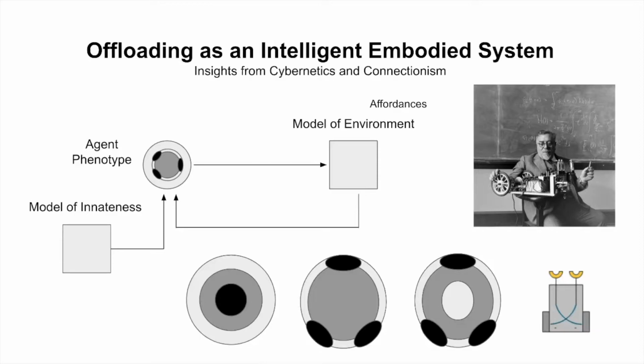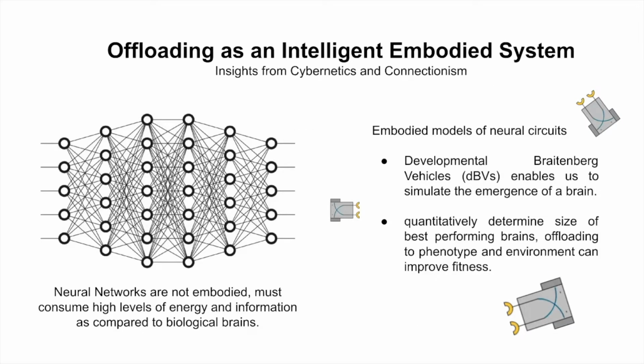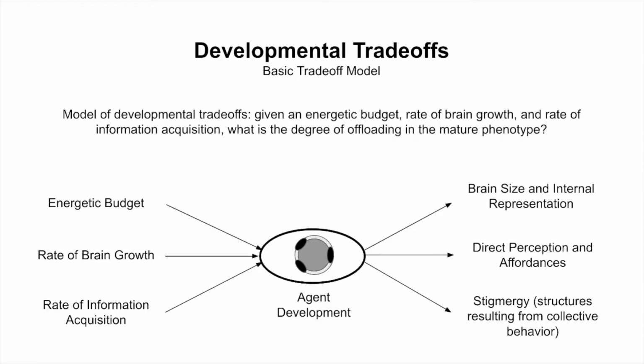You can see here we have different stages of development in a developmental Braitenberg vehicle, going from this trophoblastic precursor to an adult form. We also want to draw from the distinction between disembodied neural networks and these developmental Braitenberg vehicles. Neural networks in their disembodied form must consume high levels of energy and information as compared to biological brains. The developmental approach will help us to overcome some of those constraints. This leads us to this developmental trade-offs model.